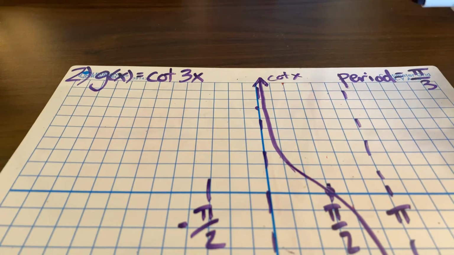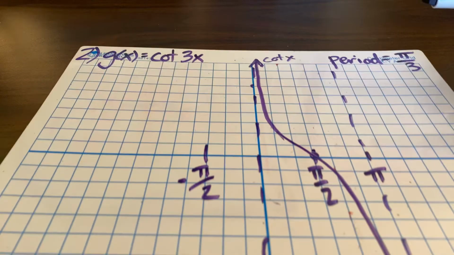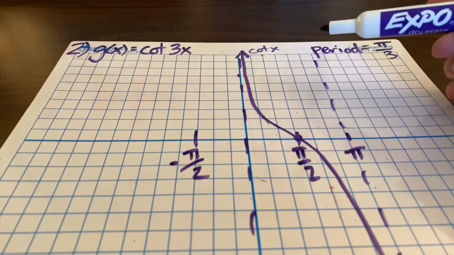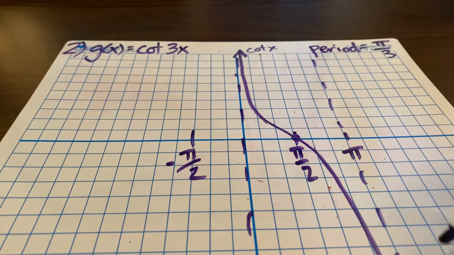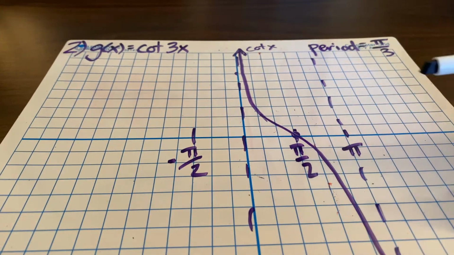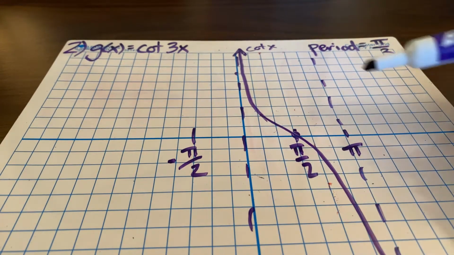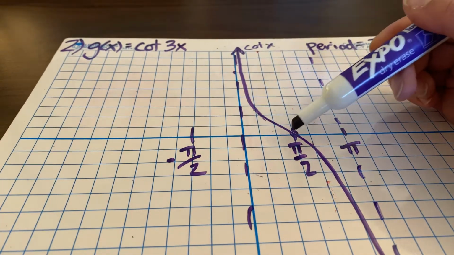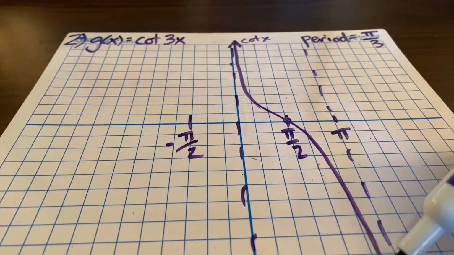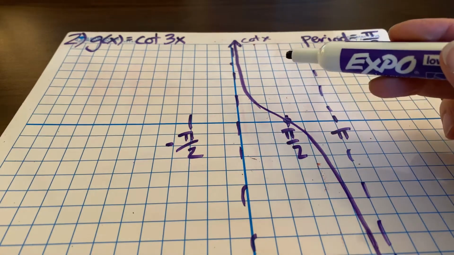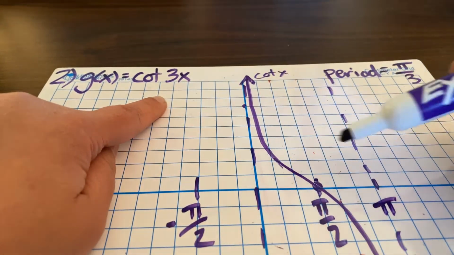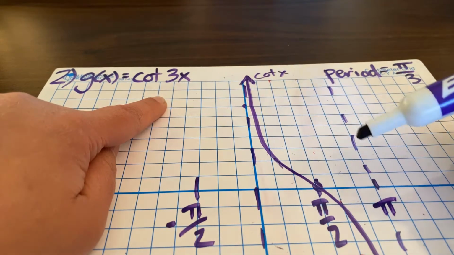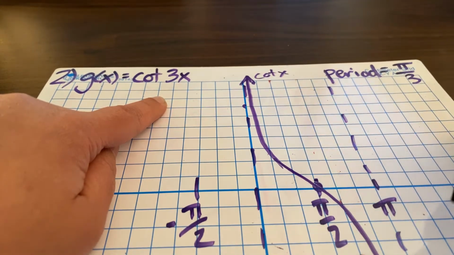And the first thing I'm going to do is remind you of what the graph of the original cotangent function looks like. There's an asymptote at 0, there's an asymptote at pi, and at multiples of pi, and it crosses the x-axis at pi over 2, right? That's your original cotangent function. Notice that the period of the function is pi. It repeats every pi units.